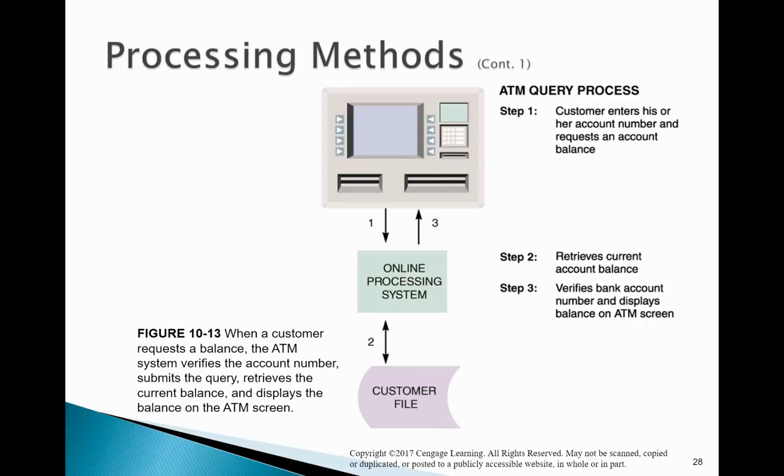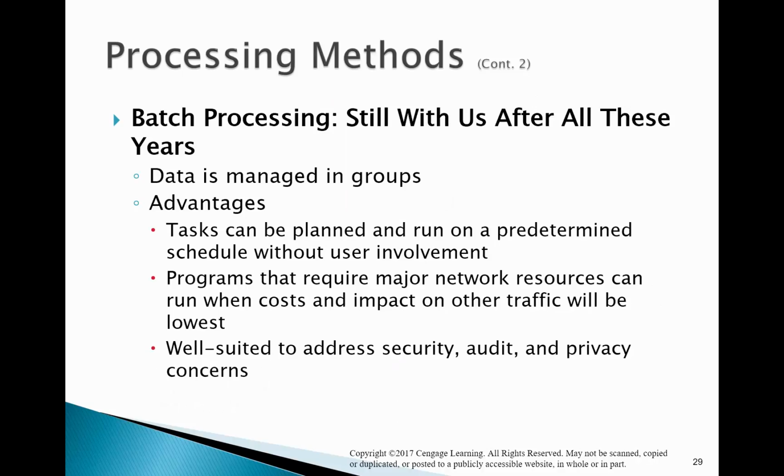Take a look at the processing methods. I have discussed online processing before. If you remember back in the first couple of chapters, we talked about transaction processing systems, or TPS. And then this gets processed through an ATM. Batch processing is still here.